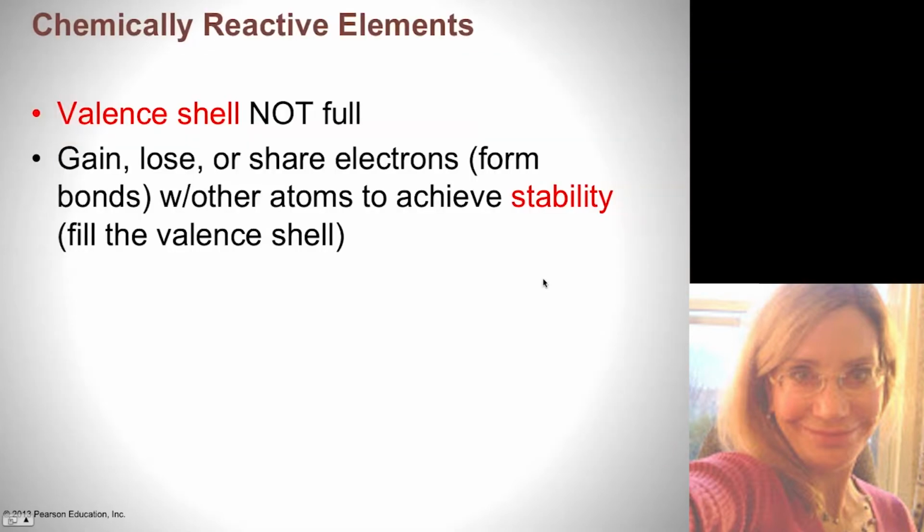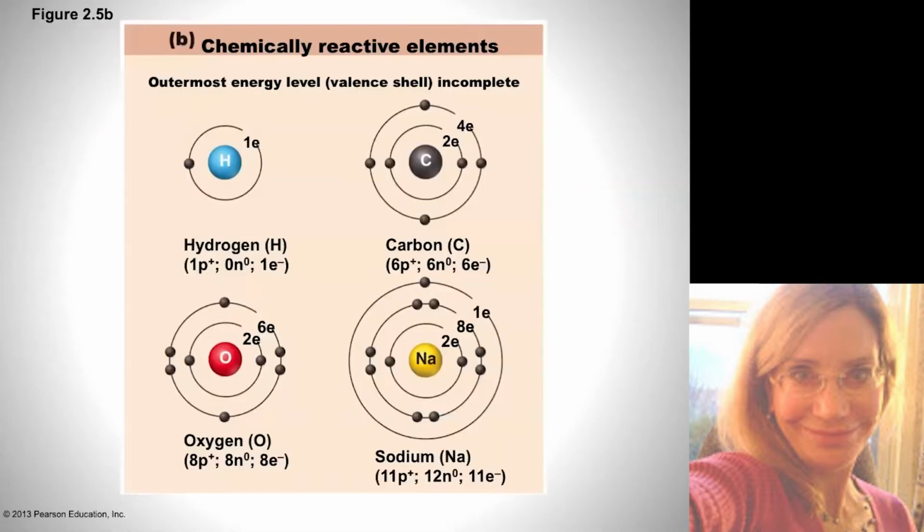Now, chemically reactive elements have a valence shell that is not full. They will gain, lose, or share electrons, in other words, form chemical bonds with other atoms in order to achieve stability by filling that valence shell. And here are some examples. Hydrogen only needs that first shell, but this first shell, in order to be complete, would need 2 electrons. Hydrogen only has 1, and so it's a very reactive element.